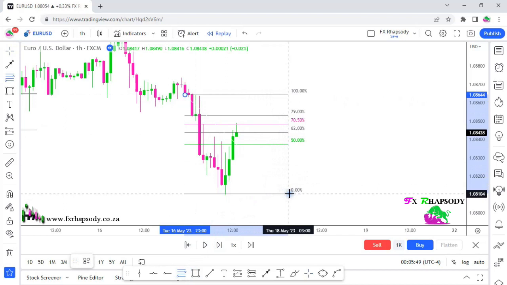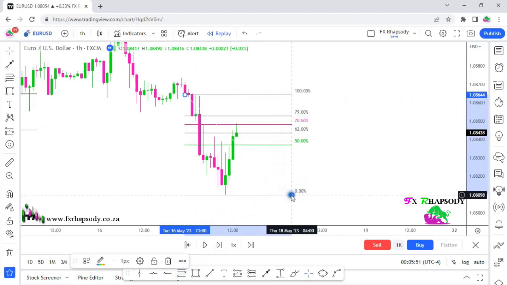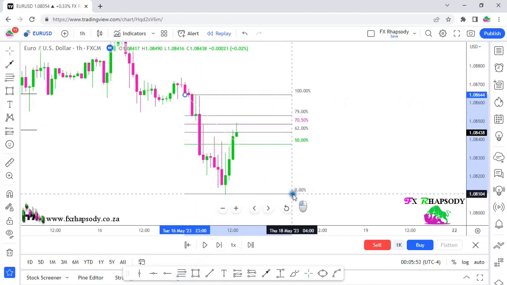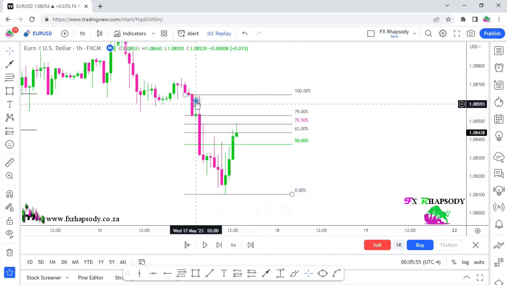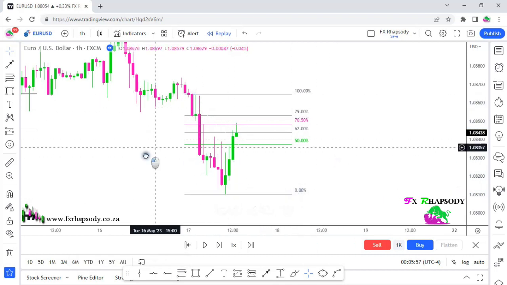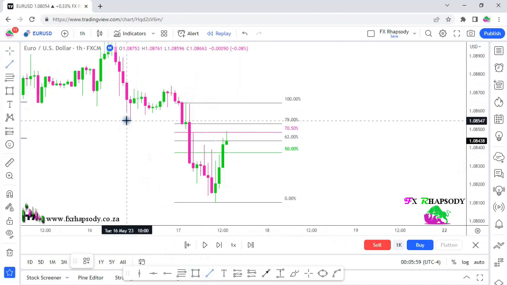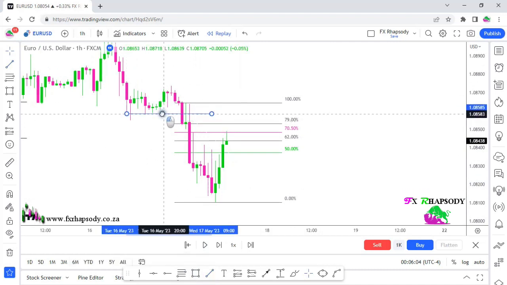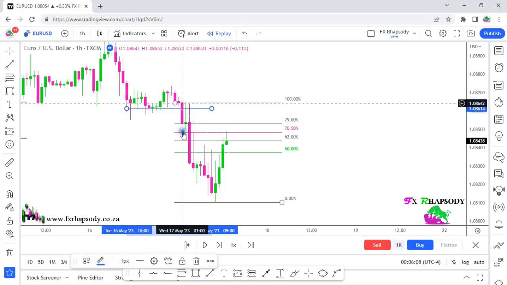Why am I saying this is the swing high in the market? Why am I putting my Fibonacci from there to there? Because we had a break of structure over here. I'm just going to do that. That candle, that pushing candle down there, was breaking that structure in the market.